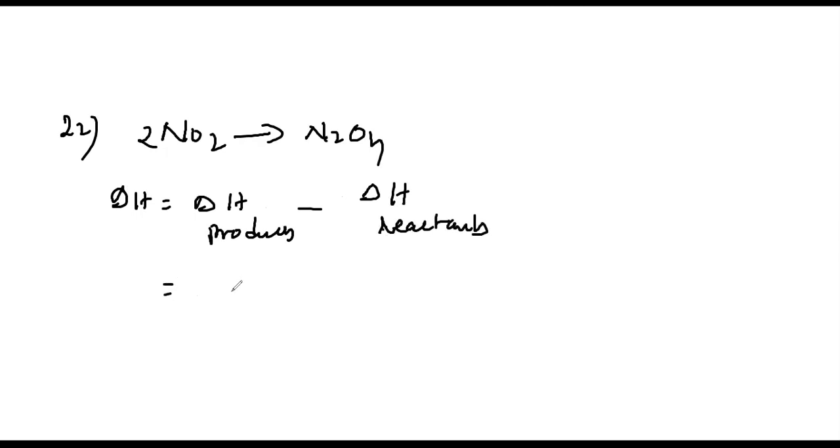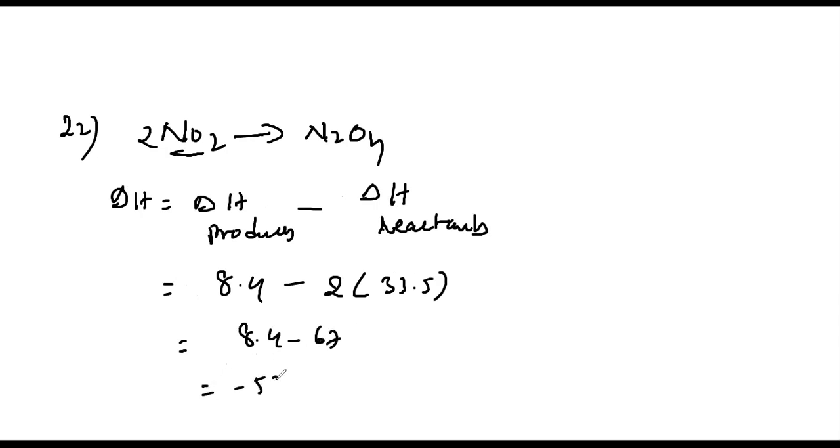That is equal to enthalpy of products minus reactants: 8.4 minus 2 into the value they have given, that is 33.5. So how much are you going to get? 8.4 minus 67. You are going to get minus 58.6 kilojoule per mole. Is it clear, students? Minus 58.6 kilojoules per mole. That was the 22nd question. Next, 23rd question, students.